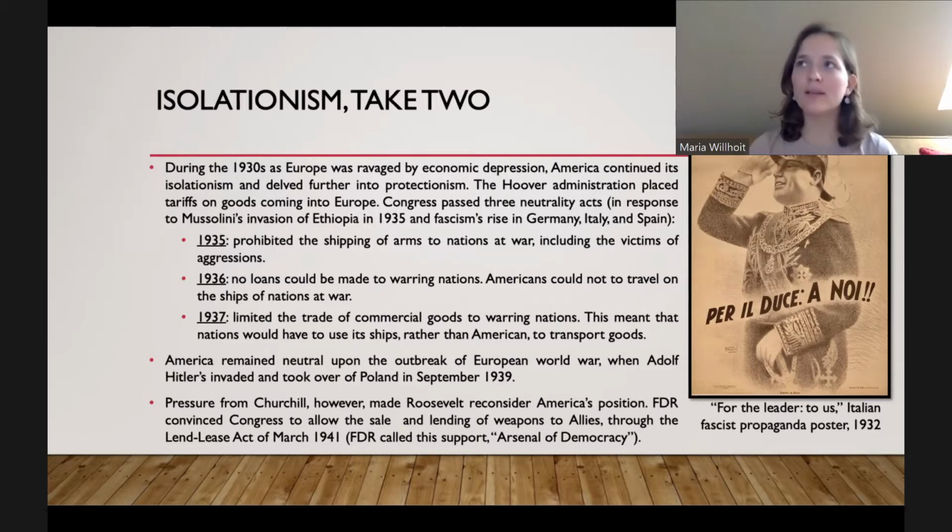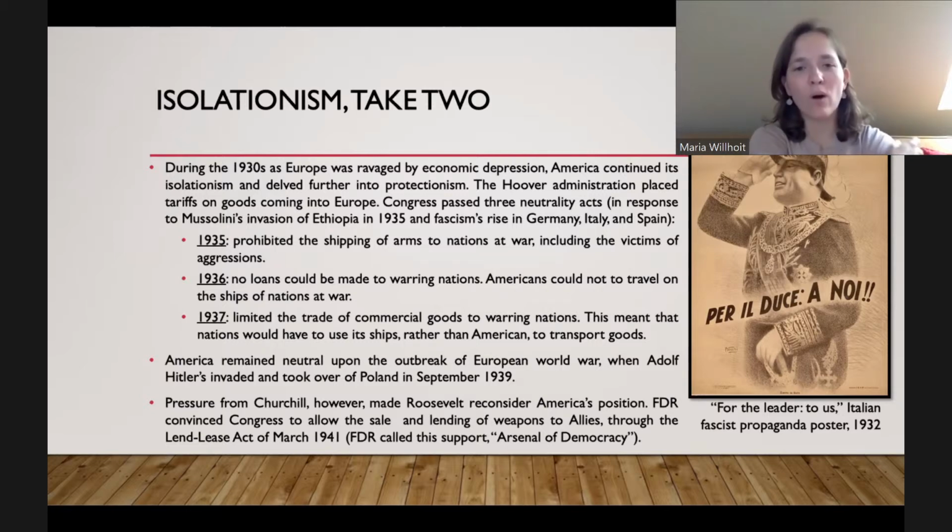And the three neutrality acts that we passed, one of them is in 1935. It prohibits the shipping of arms to nations at war. So don't get involved, don't pick sides. We also decide to not give loans to warring nations, which is actually not that nice because some of these warring nations are our allies, especially England, which is trying to fight off and trying to become prepared for the rise of Germany, rise of Nazi Germany.